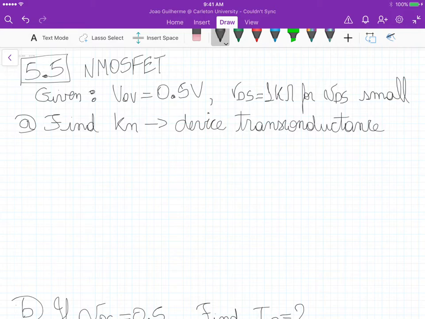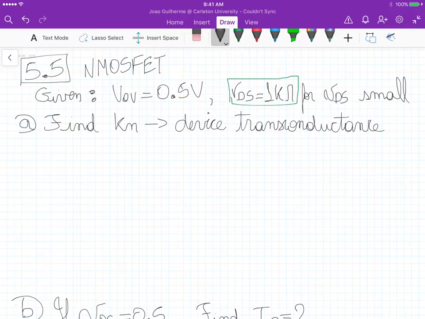This is exercise 5.5. We have an N-channel MOSFET, an N-MOSFET, and it's given that the overdrive voltage is 0.5 volts. If we have a very small drain-source voltage, this device presents a drain-source resistance of 1K. In part A, we need to find the device transconductance, Kn.